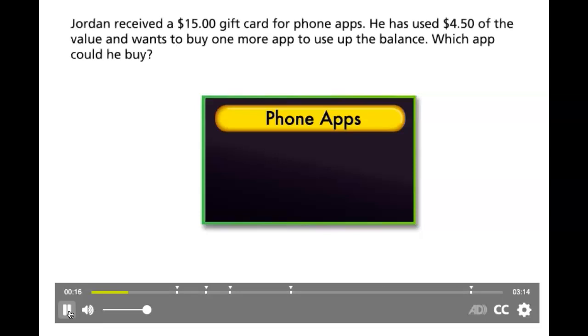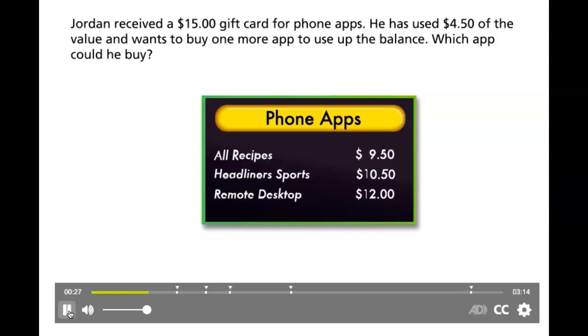Jordan received a $15 gift card for phone apps. He has used $4.50 of the value and wants to buy one more app to use up the balance. Which app could he buy? I want you to look at the screen, at the phone apps available for him to buy. So he has a $15 gift card and already used $4.50. What other app could he buy?